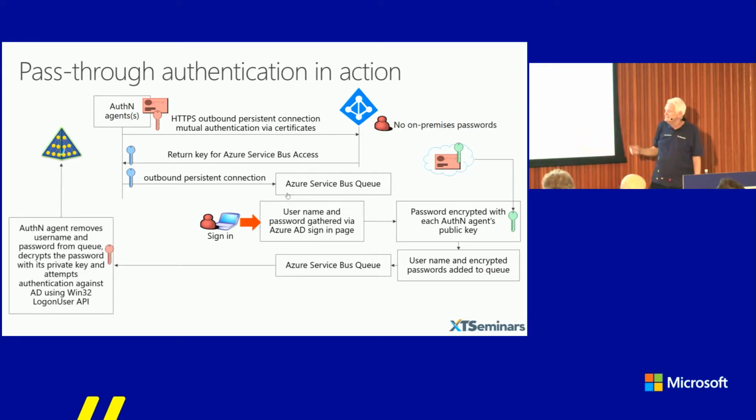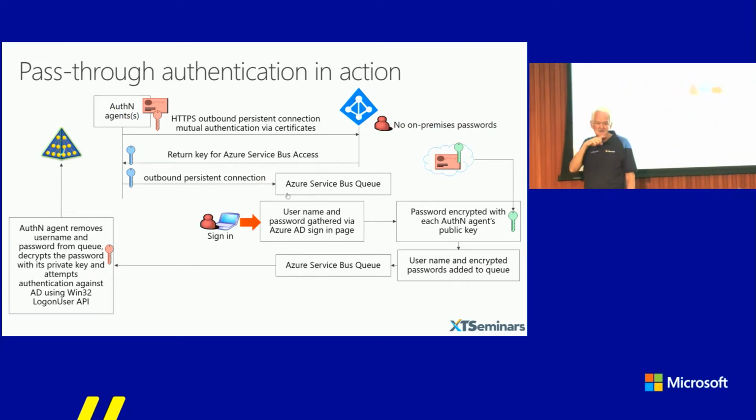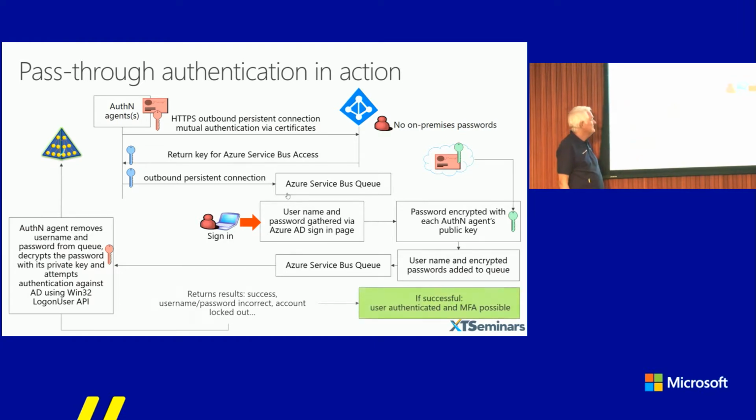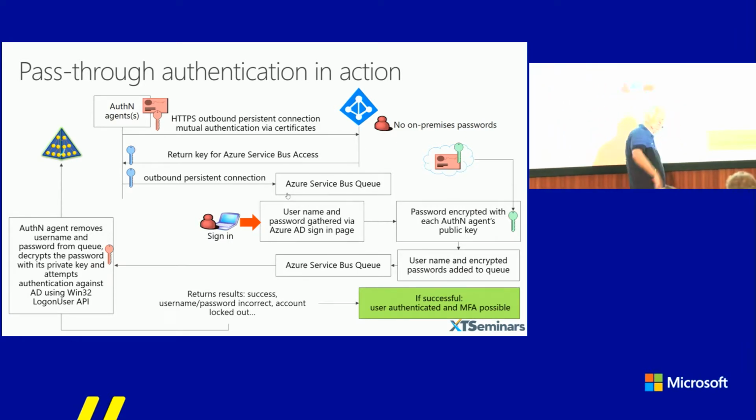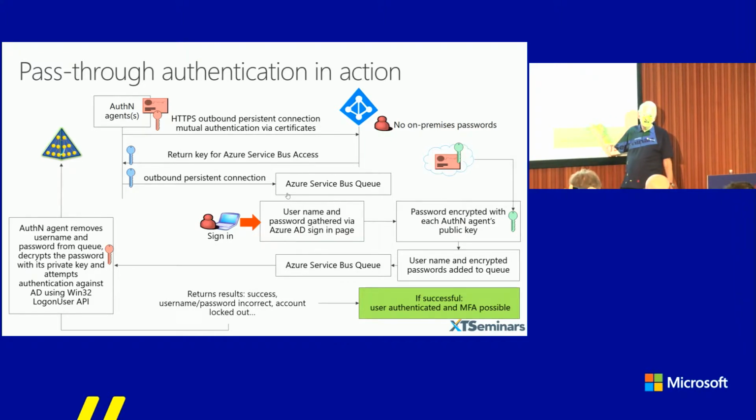So now he takes the username and password out. He decrypts the password. Only he can decrypt the password because only he has the private key. All right? So he decrypts the password and then just does a standard Win32 LogonUser API call against on-prem AD. All right? That will succeed or it will fail. And what we do is we take the results. If it's success, we just pass it back to Azure AD and say, yep, logged in. If the account's locked out, we immediately pass that back, account's locked out. And then we can take the appropriate action up in the cloud.